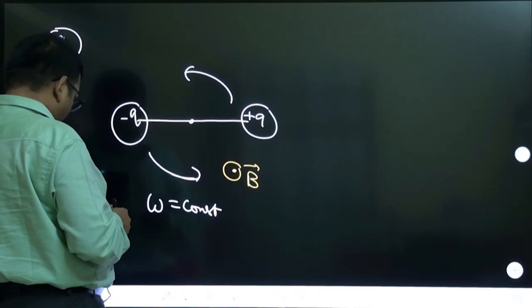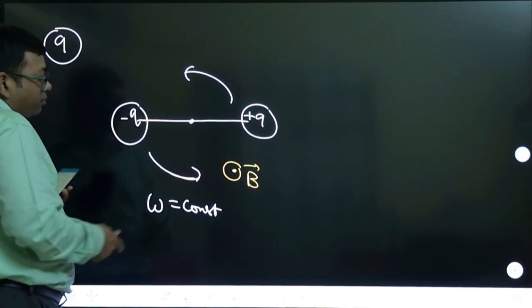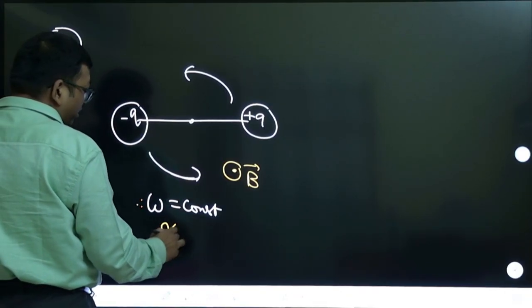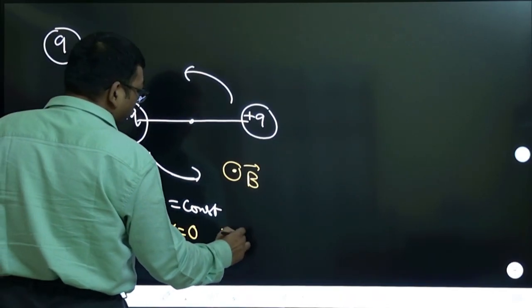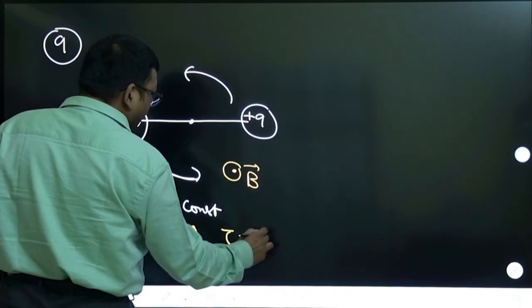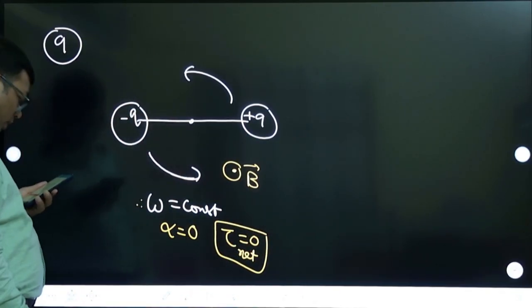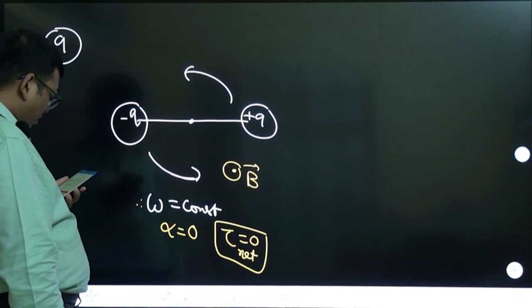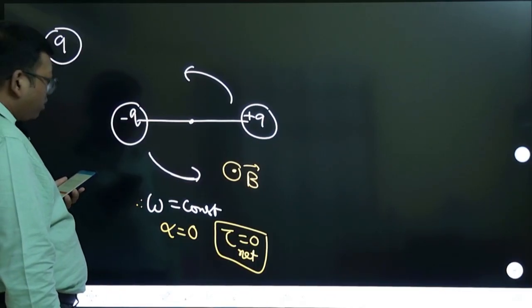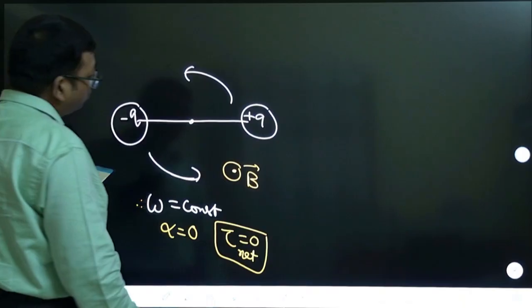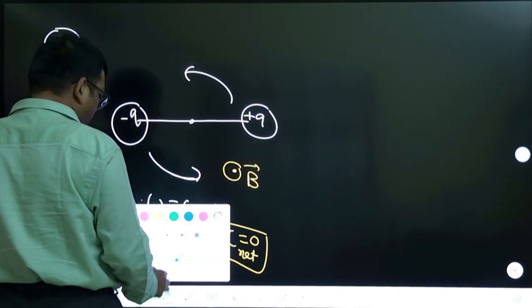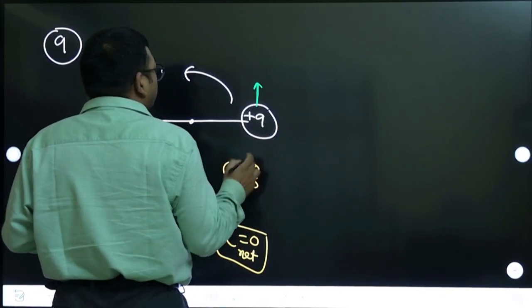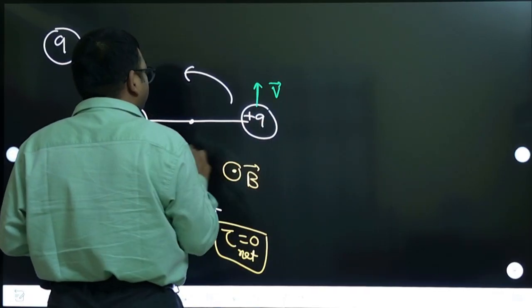Now, first of all note that angular velocity constant means there is no angular acceleration, so there is no torque. Net torque is 0. There is no torque. Then show net magnetic force as well as torque. What about the force? Now let us try to see the forces. Suppose if you see particularly here, this is going with this, let us say V, right?